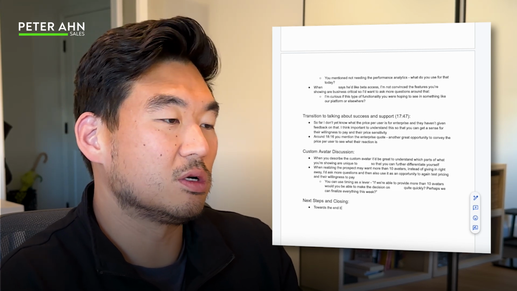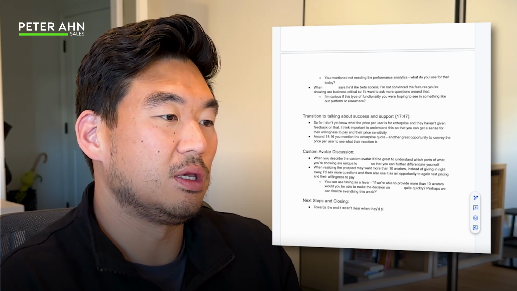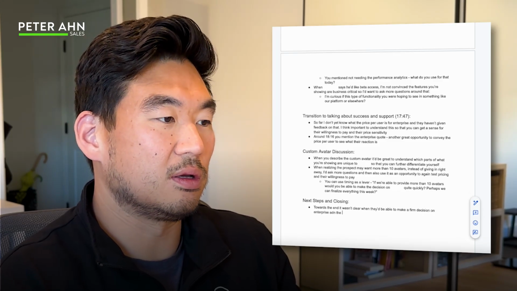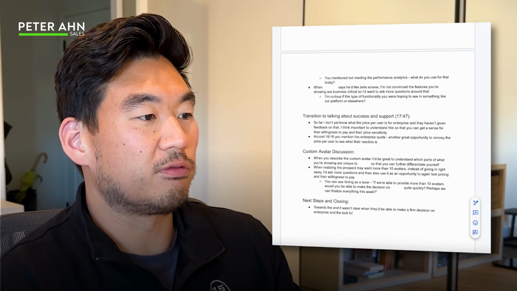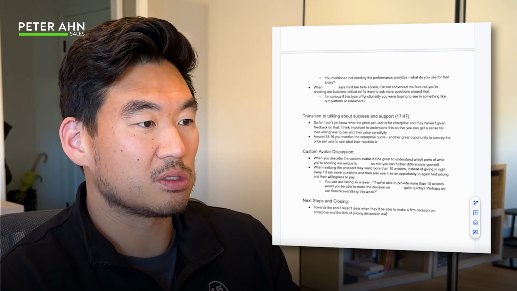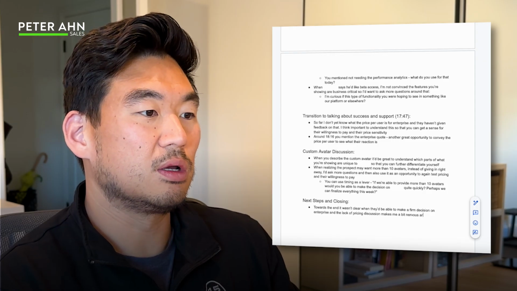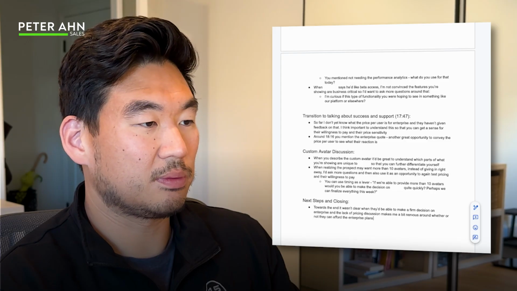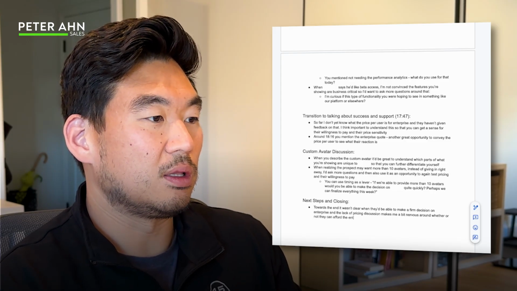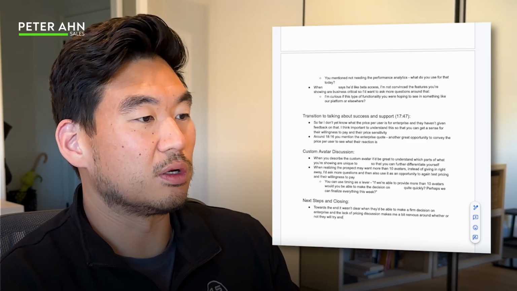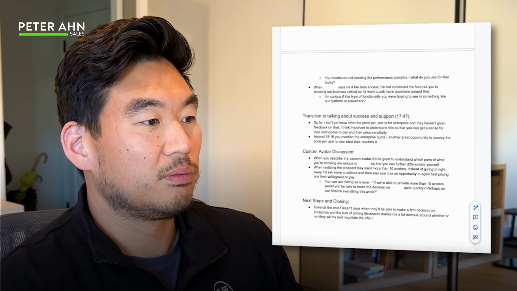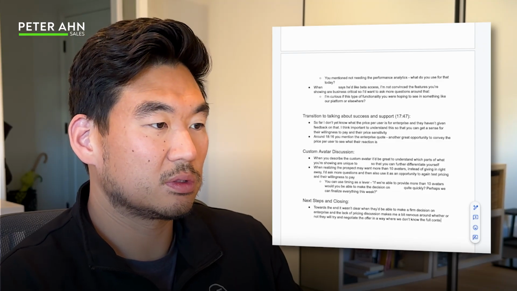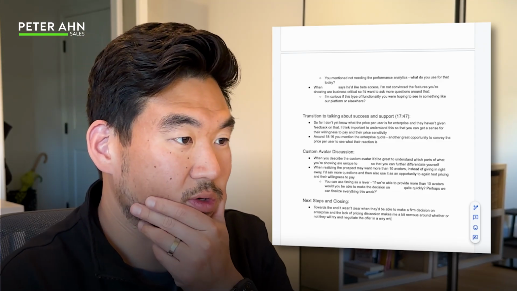Towards the end, it wasn't clear when they'd be able to make a firm decision on enterprise, and the lack of pricing discussion makes me a bit nervous around whether or not they can afford the enterprise plan. Whether or not they will try and negotiate the offer, where we don't know the full context. Actually negotiate the offer, yeah.